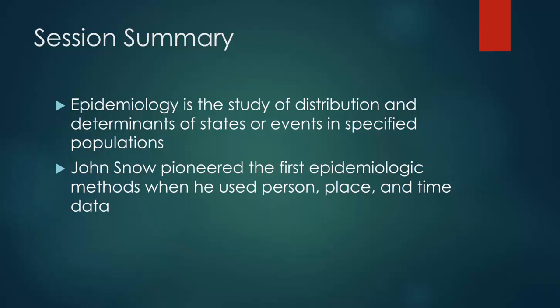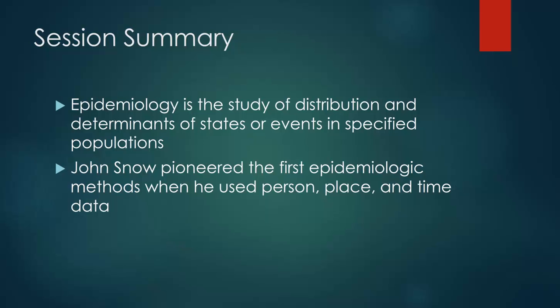So in conclusion, let's recap what we've covered in this slide section. We learned that epidemiology is the study of distribution and determinants of states of health or events in specified populations, and it's the application of this study to the control of health problems. We also learned a lot about John Snow and how much he actually did know, how he was a pioneer in the field of epidemiology.